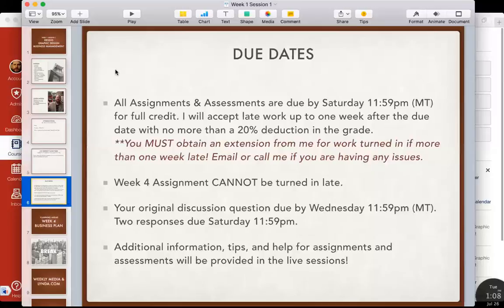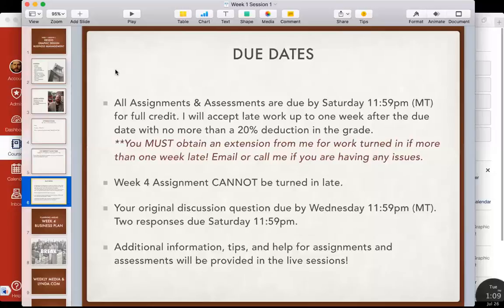Okay. The week 4 assignment cannot be turned in late, and that's because the course ends and I have to get final grades in, so I don't have any way to accept it late. So definitely be sure you're giving yourself enough time in week 4 to make sure that it gets in on time. And the week 4 one takes quite a bit of writing, so you'll want to start on it early in the week.